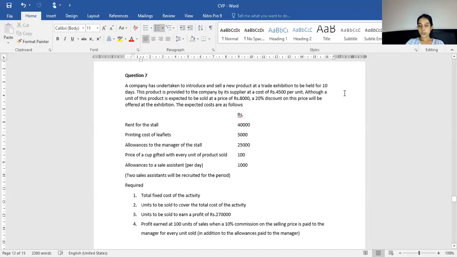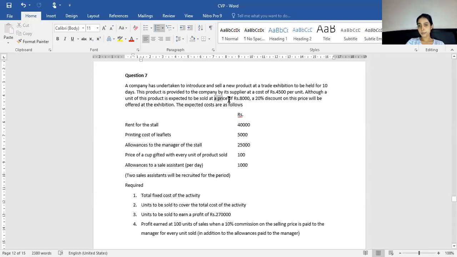Now let's focus on question number 7. A company has undertaken to introduce and sell a new product at a trade exhibition to be held for 10 days. This product is provided to the company by its supplier at a cost of 4,500 per unit. Although a unit of this product is expected to be sold at a price of rupees 8,000, a 20% discount on this price will be offered at the exhibition. The expected costs are as follows.